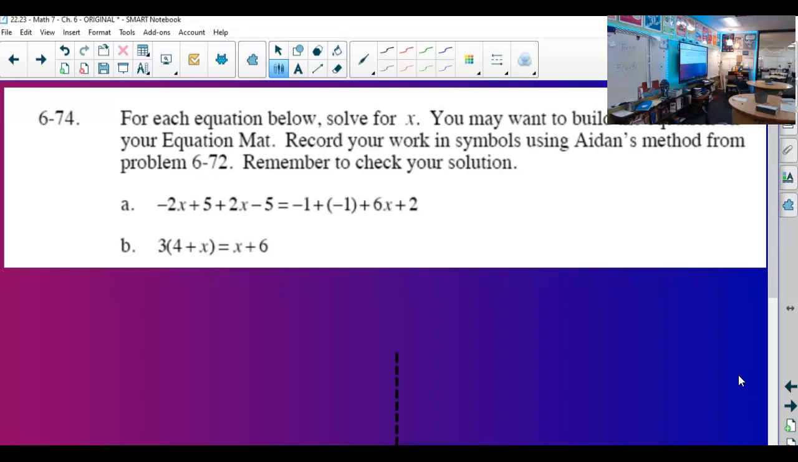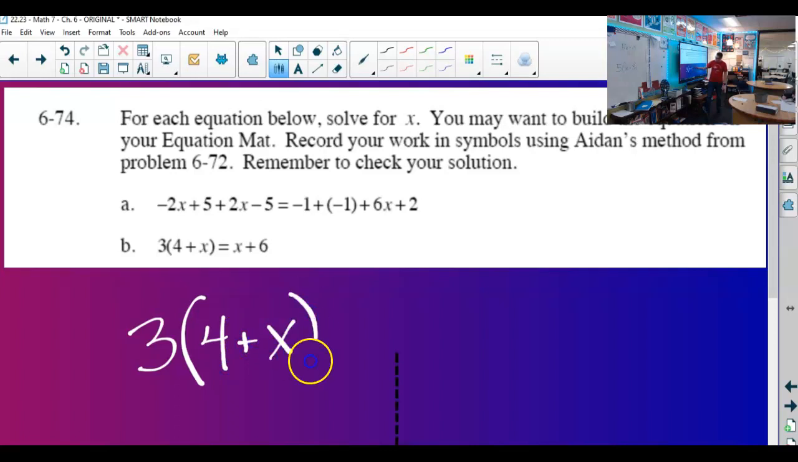Keep going, keep going. Now we're at the point of do things to both sides, probably. So 3 times parentheses 4 plus x equals x plus 6.